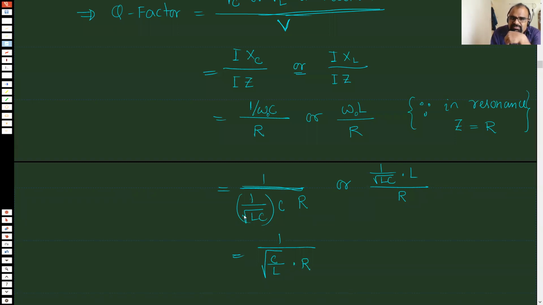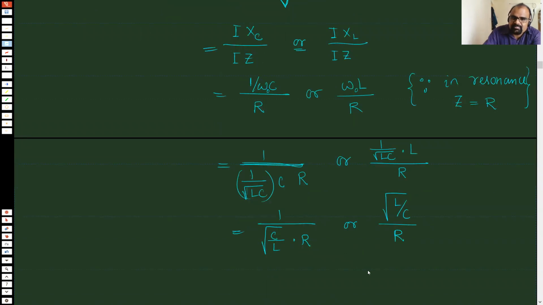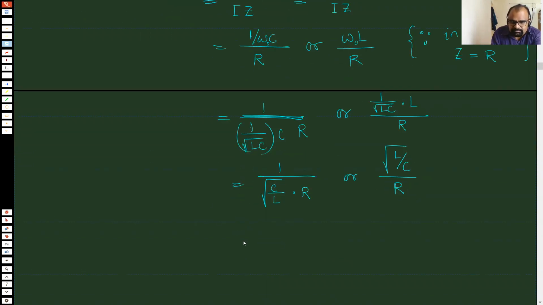Fine. So if you cancel it like this, you get 1 by root C by L into R. If you bring it inside root, it will become C square by LC. This C, I want to bring it inside root. One of the C will get cancelled out. Here it will become root L by C and by R. As you can see, they are same.